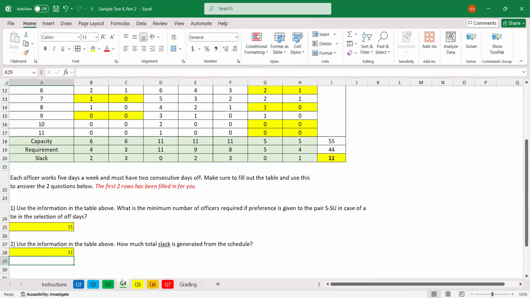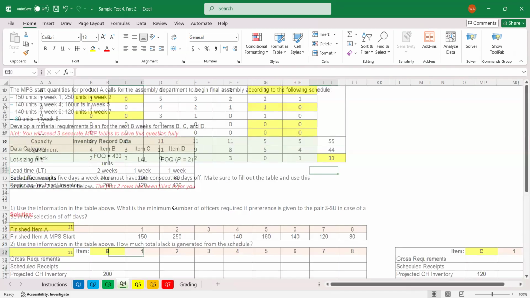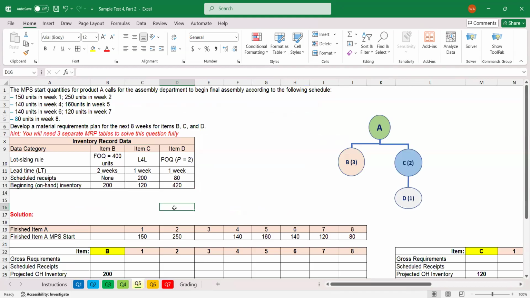Okay. All right. That answers that question. Let's move on to question number 5. This is kind of a lengthy one. And this one here will require you to fill out about 4 tables because I see 4 different circles here in the bill of materials.